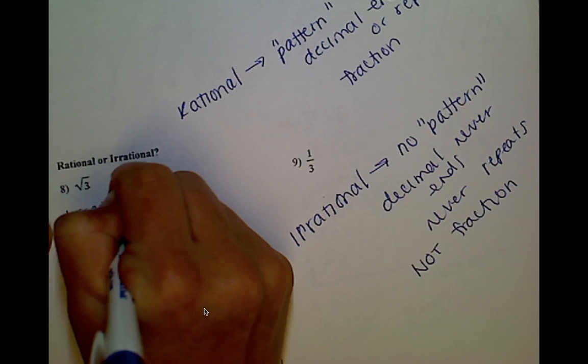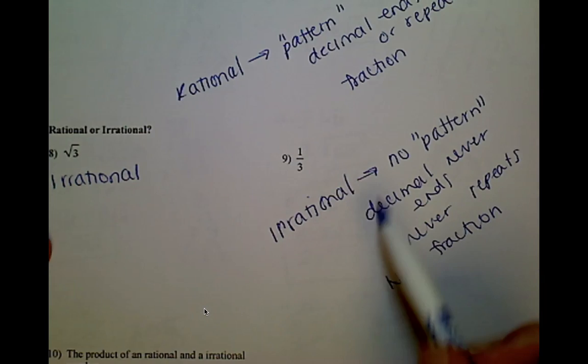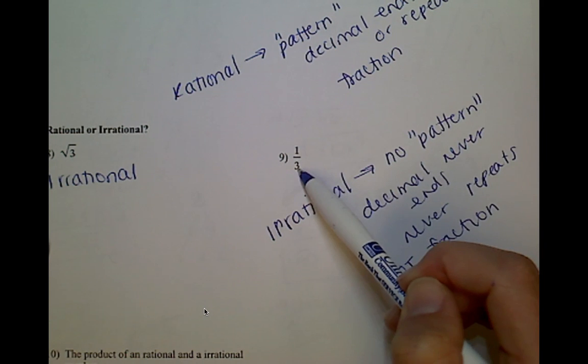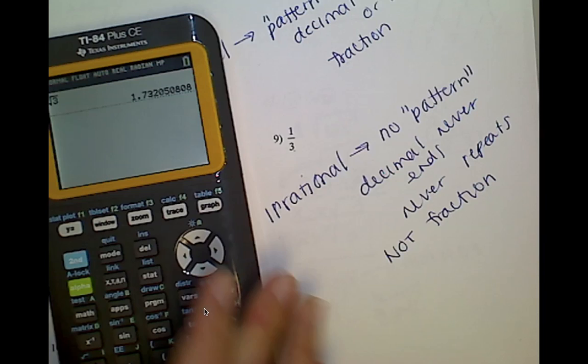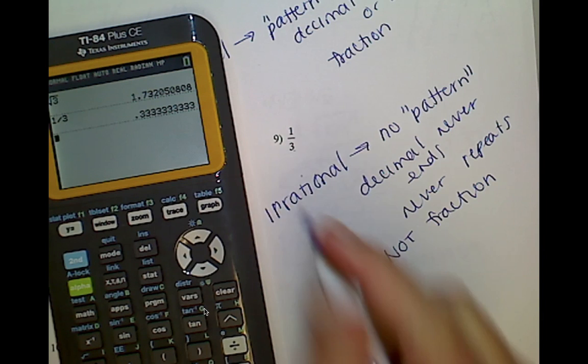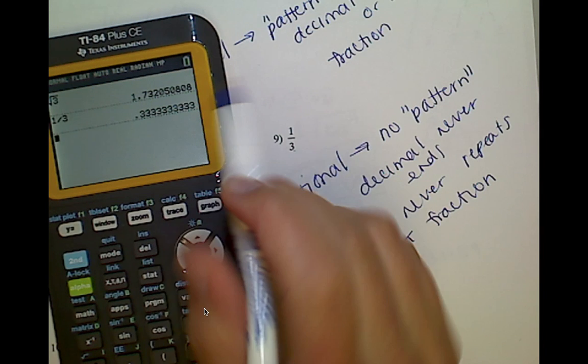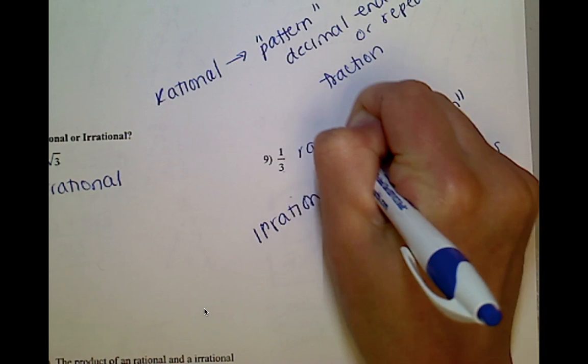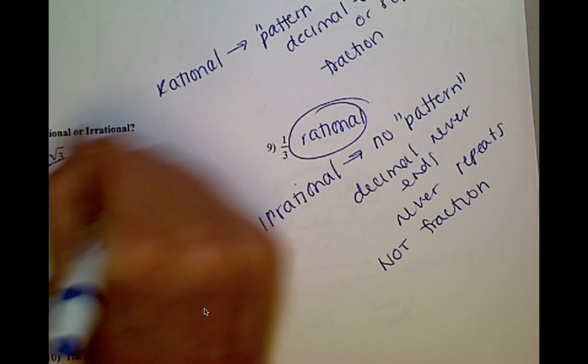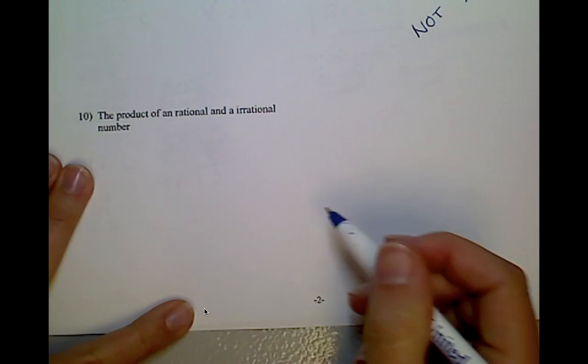There's no pattern. Okay? Rational would be 1/3 because look, it's underneath the rational category as a fraction. Because also, if you look at it as a decimal form, 1 divided by 3, that's a repeating decimal. We know that all you're going to get is 3. Okay?